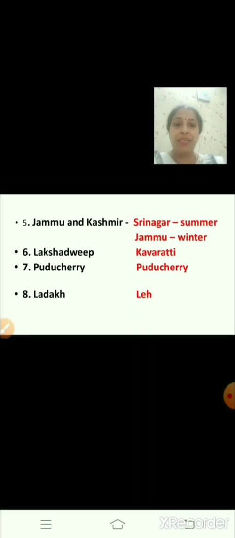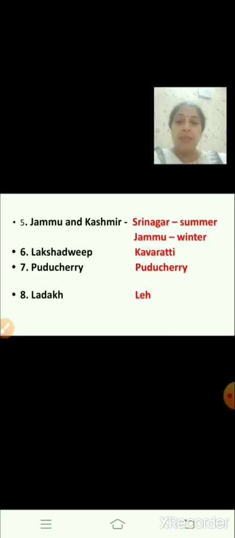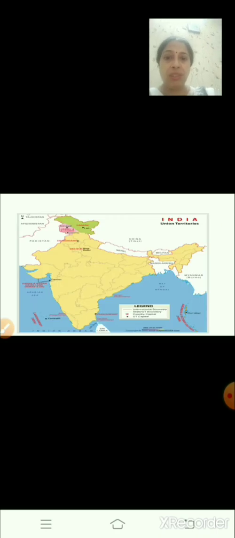Jammu and Kashmir. Srinagar during summer and Jammu during winter. Lakshadweep, Kavarati, Puducherry. The capital is Puducherry. Ladakh. The capital is Leh. So now we will learn to locate places. So this is a map.